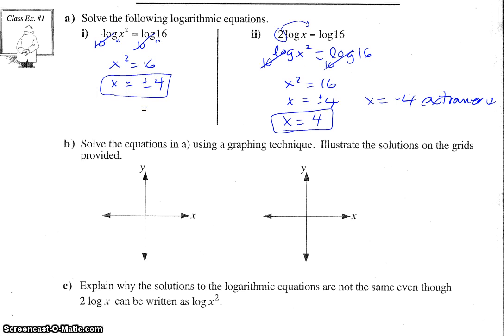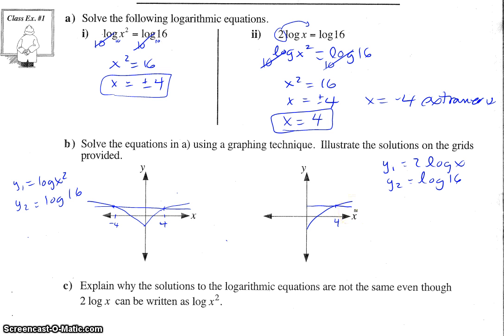Okay, now they want you to demonstrate what we just discovered with the graphing calculator. So what we're going to do for each of these is we're going to put the left-hand side in y1, log of x squared, and the right-hand side in y2. And then let's sketch our graphs on each of these two graphs and do the same thing for the other one. y1 equals 2 log x and y2 equals log 16. Okay, and then we'll take a look at the two graphs. All right, pause your video. Okay, so on our graphing calculator we ended up with these two different graphs, which really reinforces the idea that there were two answers for the first equation and only one for the second.